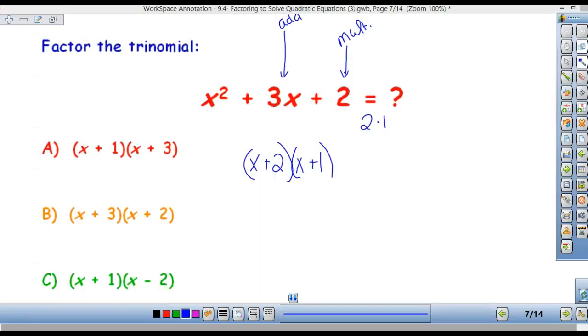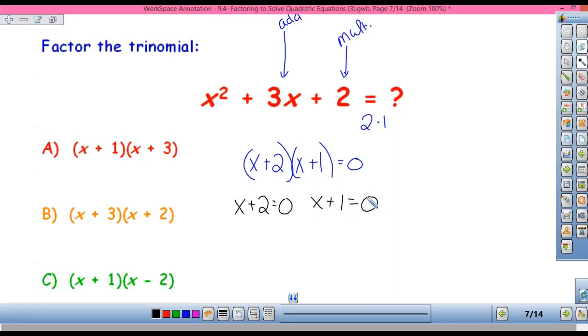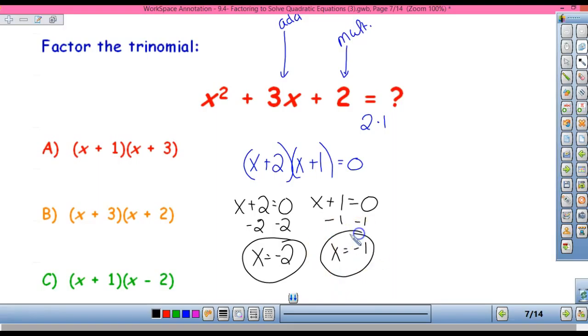All right, now if we go one step further and we solve this like we did yesterday, this equals 0. So we need to set both of these equal to 0. So we're going x plus 2 equals 0 and x plus 1 equals 0, and then we solve it. Minus 2 and minus 2, x equals negative 2, minus 1, and x equals negative 1, and those are our two answers.